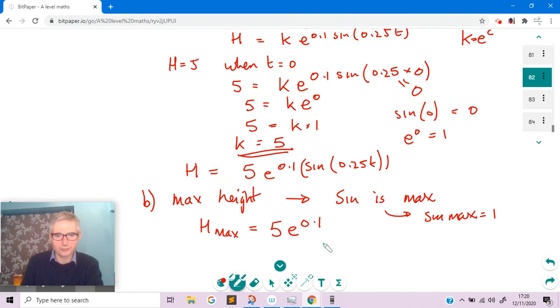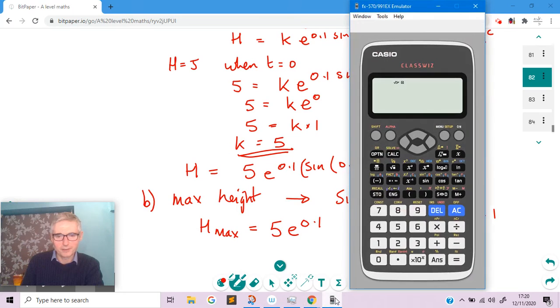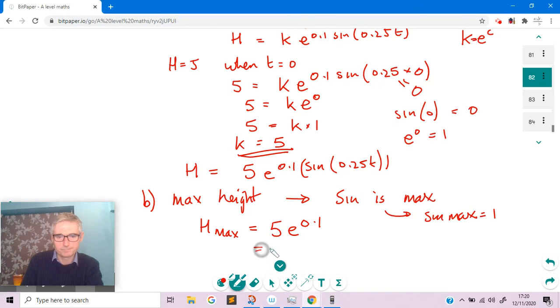And this is just a case of substituting into the calculator. So I'm going to do that. So we've got 5 times, and then to get the e, I've got to get shift, and it's just there in orange, so e, and then to the power 0.1. So there it is. And if I do that to 3 significant figures, then that will be 5.53, 3 significant figures.